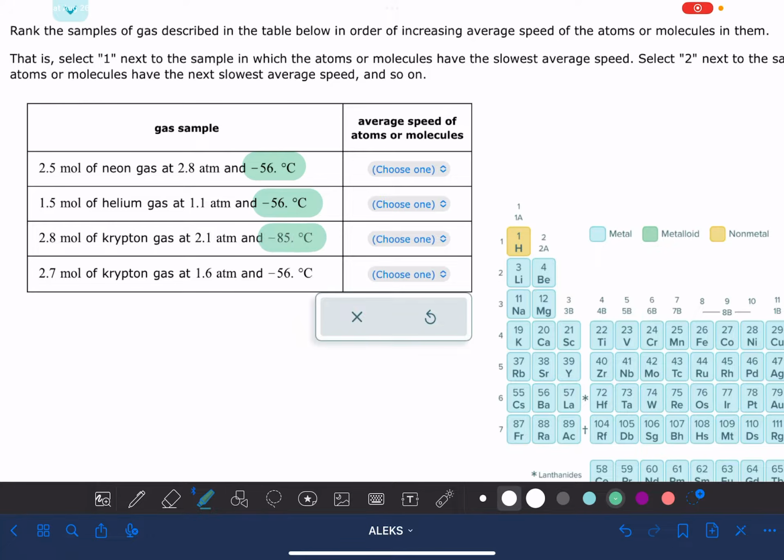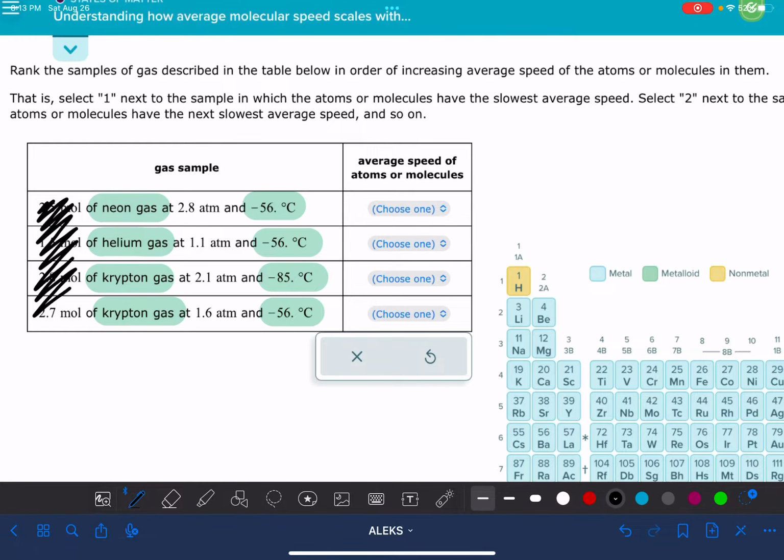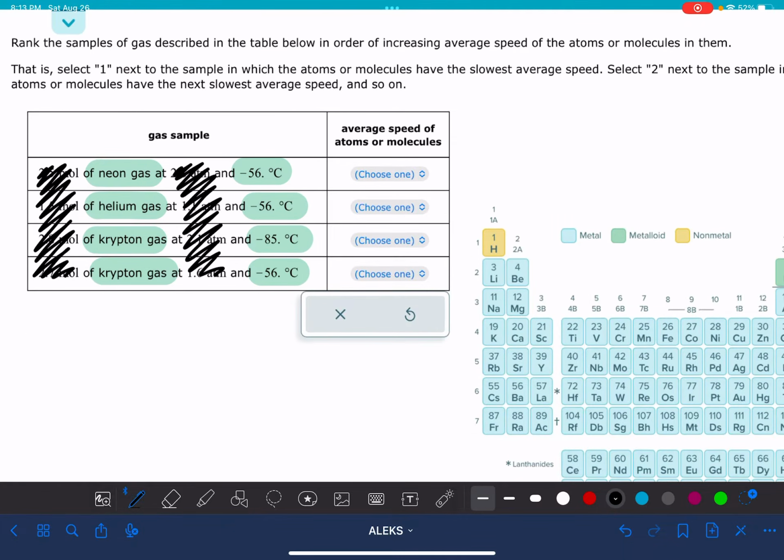We're going to be using the temperature of the gas, and we're also going to be using the identity of the gas. ALEKS is also telling us about the quantity of each gas, and we're not going to use that. That's not related to speed. And ALEKS also gives us the pressure, and we're not going to be using that either. So what we do know about the speed of a gas is that it is directly proportional to temperature. So this means that as the temperature of a gas goes up, the speed of the gas goes up as well.